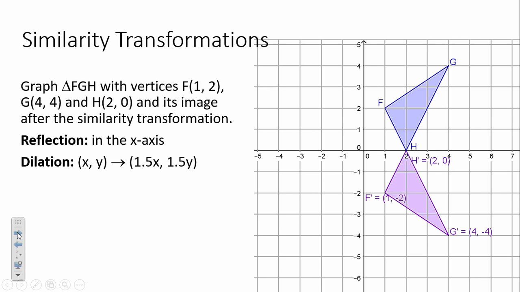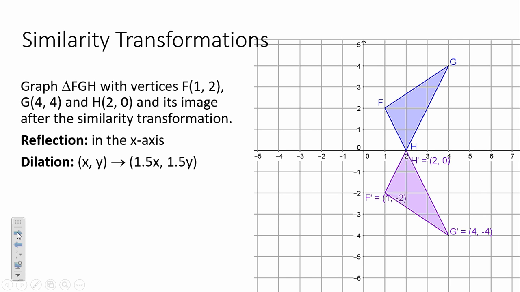Okay. Now we're ready to dilate. And we're dilating our new image, the one we just graphed with all the primes. So if we're dilating it and it says we're taking x, y to 1.5x, comma 1.5y, what's our k? That is the k. 1.5 is our k, right? So are we making it smaller or bigger? Bigger, okay? 1.5 times as big, right?